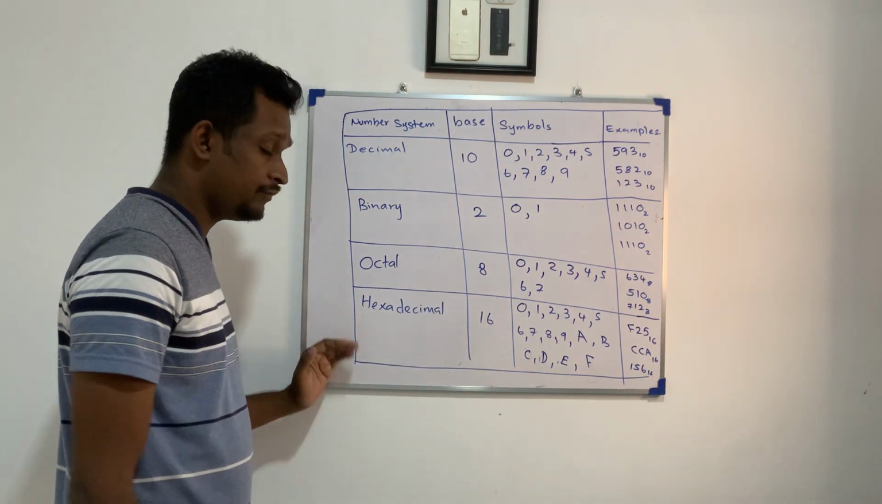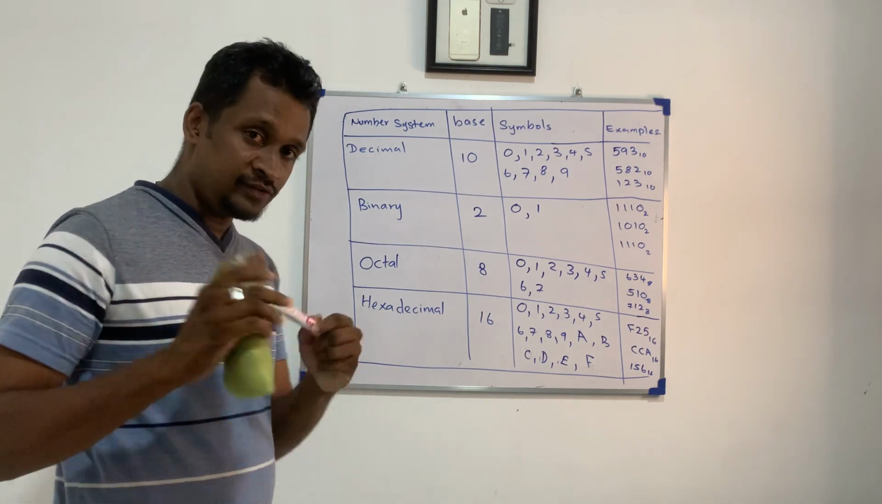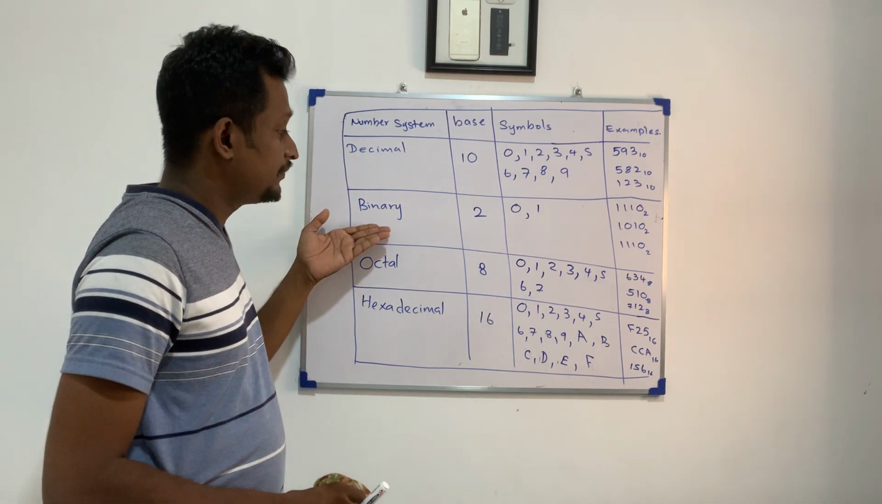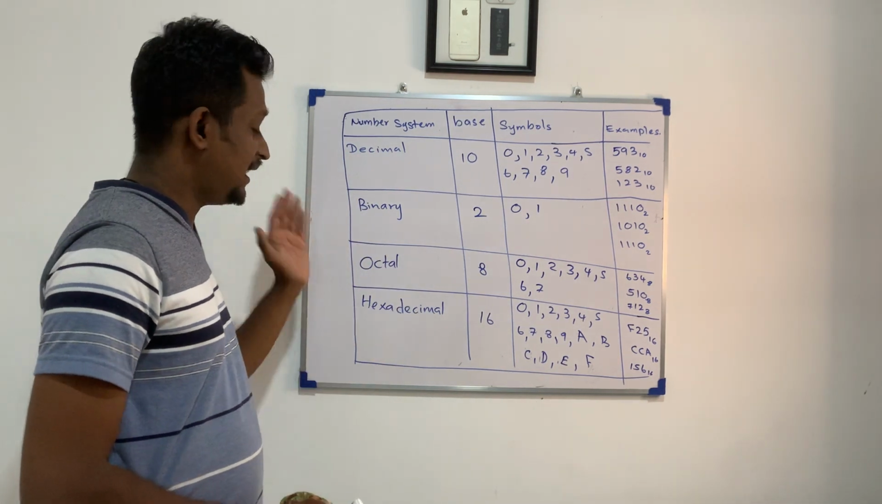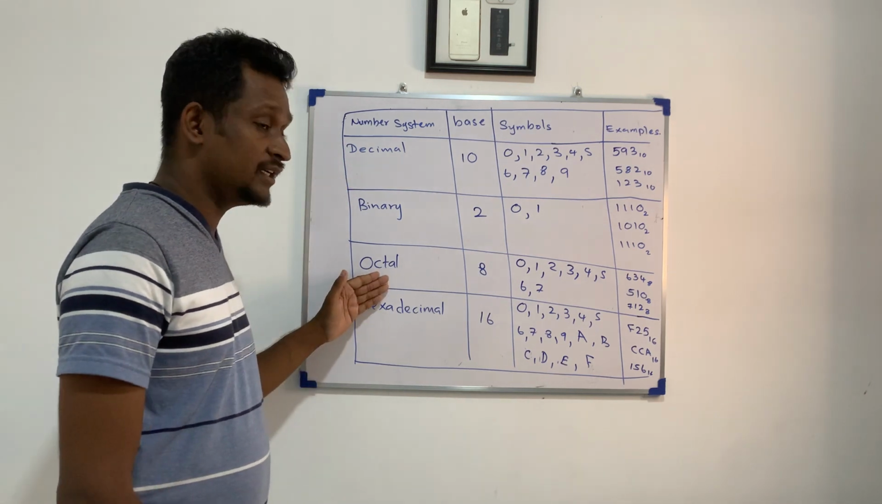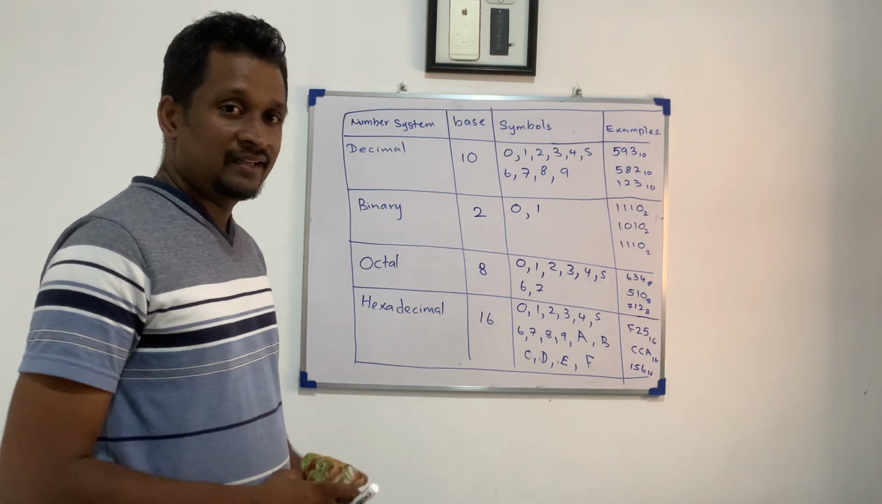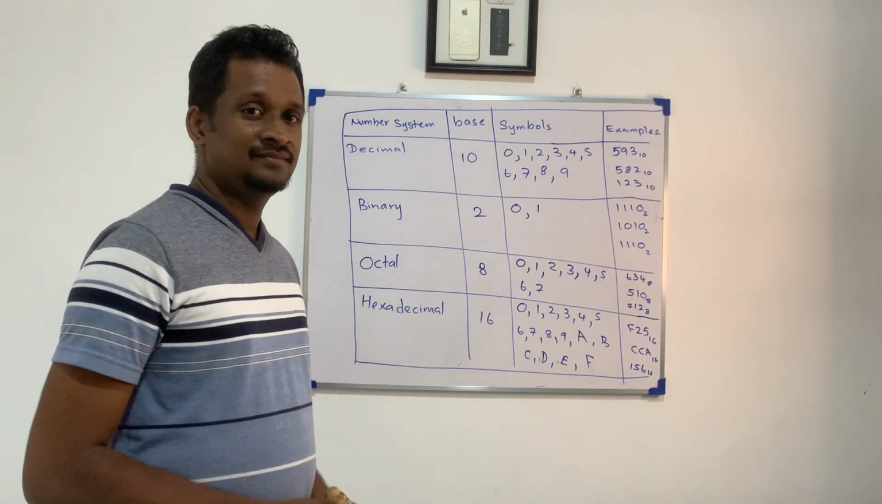So there are 4 number systems we have to learn. In my next video, I'll teach you how to convert decimal numbers into binary numbers. After that, I'll teach you how to convert decimal to octal, octal to decimal, binary to decimal, and so on. Study this table once again.